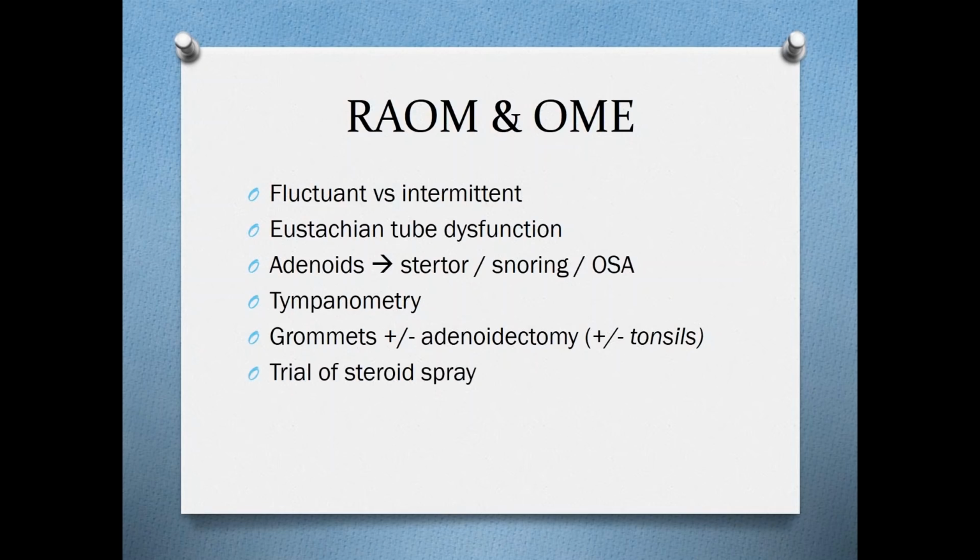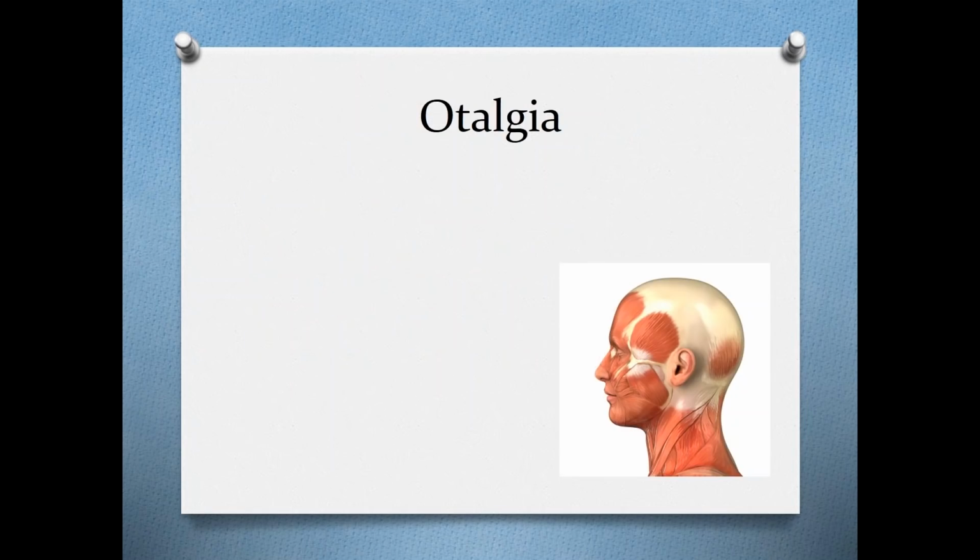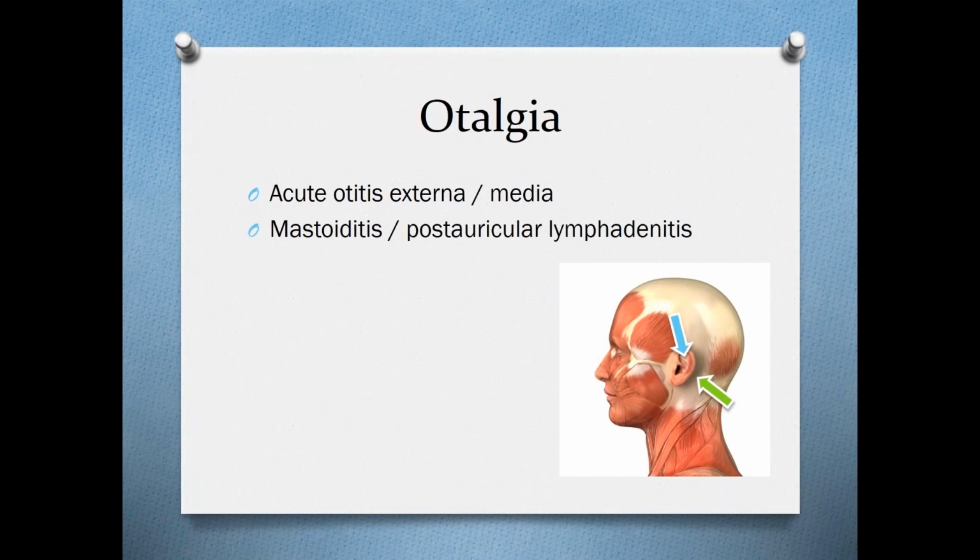So we've talked about the trial of steroid spray. Moving on, earache or otalgia is a very common presentation, a common GP referral to the ENT department, and it'd be good to go through some of that. Of course, the more common and easily recognizable problems are acute otitis externa or acute otitis media, but there's also often the question, does this child have mastoiditis?